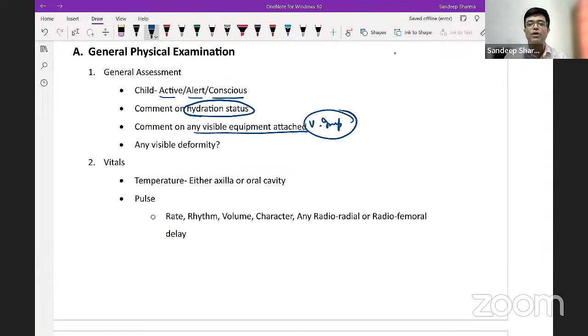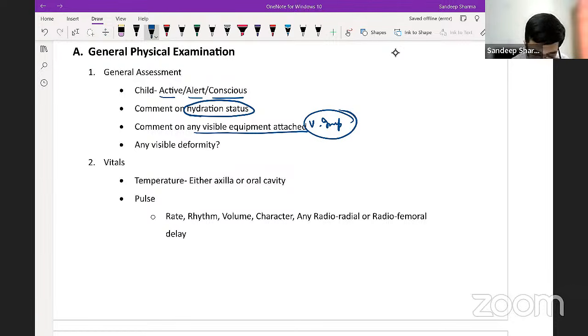See, mentioning these points is important because it's like you driving somewhere. You have your driving license with you. You're not going to get any credit for that if somebody checks. But if somebody checks and you do not have the driving license, then you will be penalized for that. Similarly, you have to comment upon these visible equipment things that are visible during examination.